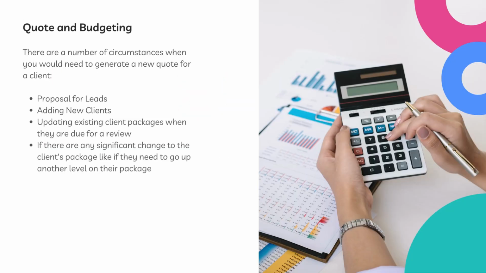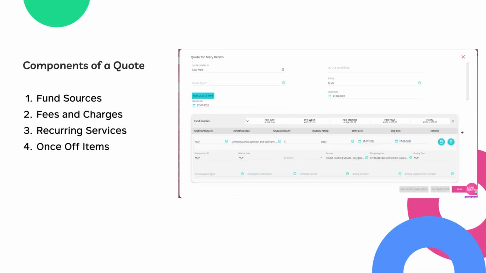The quote and budget capability allows you to build out quotes for leads and active clients, and to easily use these quotes to generate agreements. The client quote brings together the ability to quote a client on a single screen. It includes the funding streams, fees, recurring, and one-off service charges.